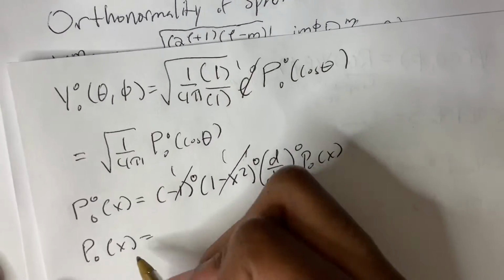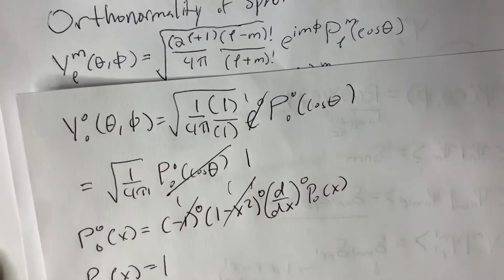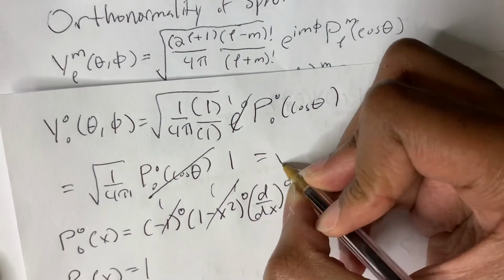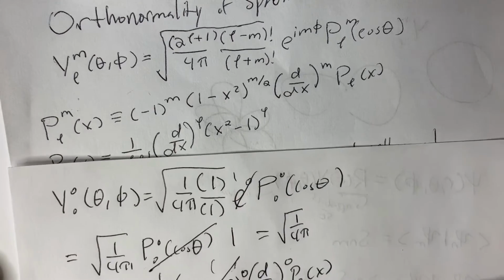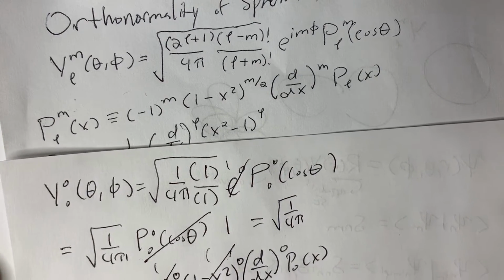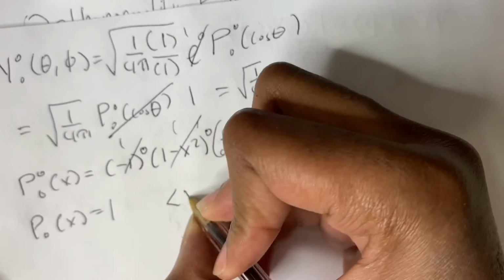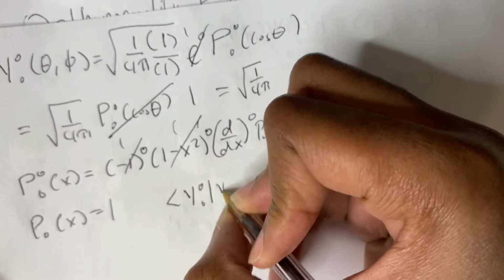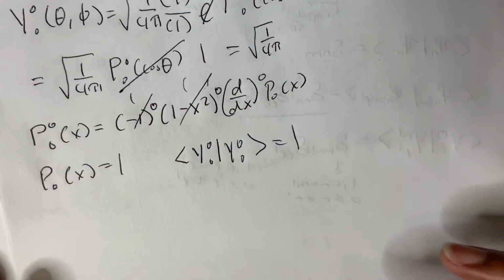So this is going to be 1, which means that P00 totally is going to be 1. So you have found the first spherical harmonic. So what do we do next? Well, now we have to check if this is normalized, as in if the dot product between Y00 and itself equals 1. So let's check.